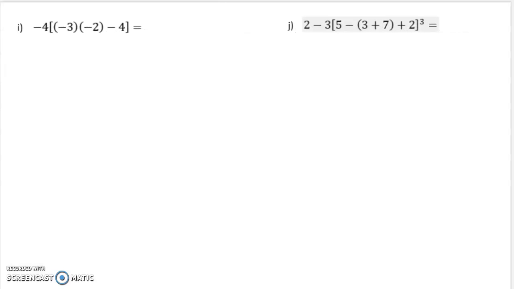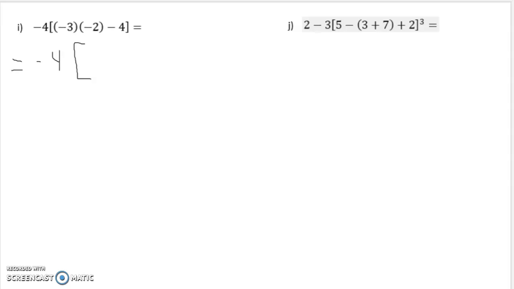Okay, last 2 questions here. So this one looks pretty intense. We have all of this in a big bracket, so we have to do inside the big bracket first. Okay, so I'm going to keep this -4 outside. And then I'm going to open up the square bracket because that's what they have.